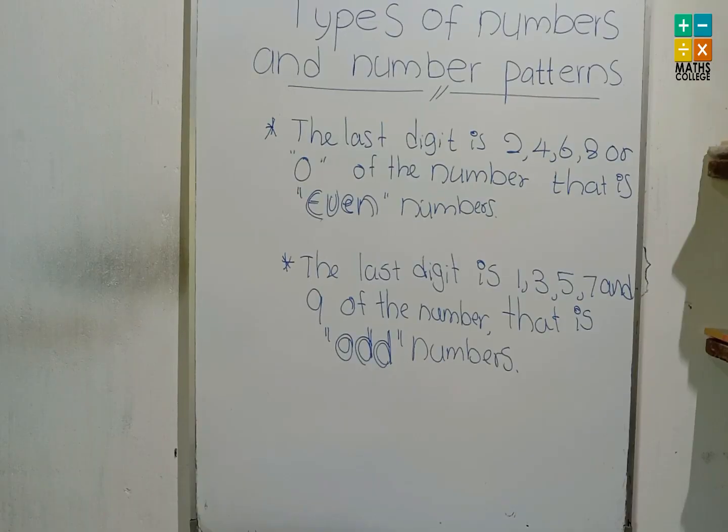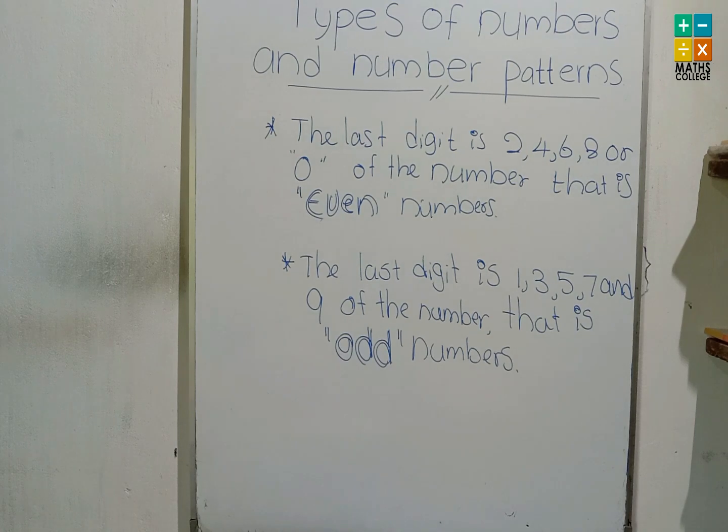Okay, you can see on the board, if the last digit of a number is 2, 4, 6, 8 or 0, that number is an even number. As an example, consider 200. The last digit is 0. Therefore, 200 is an even number. When considering another example, 114.